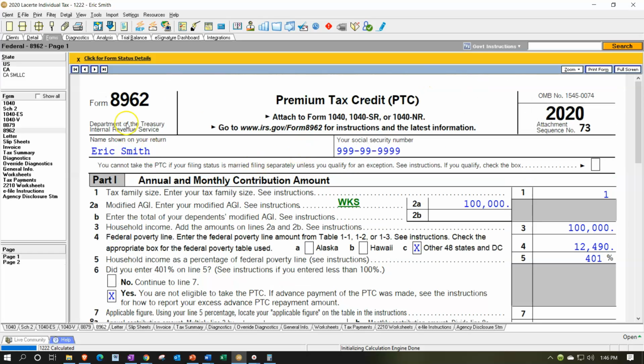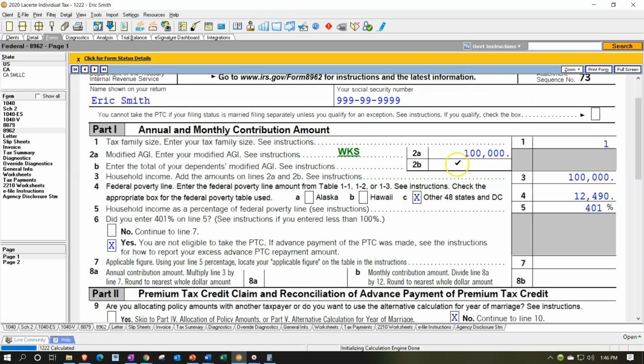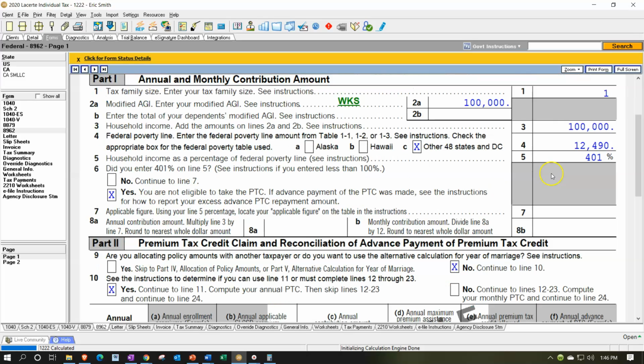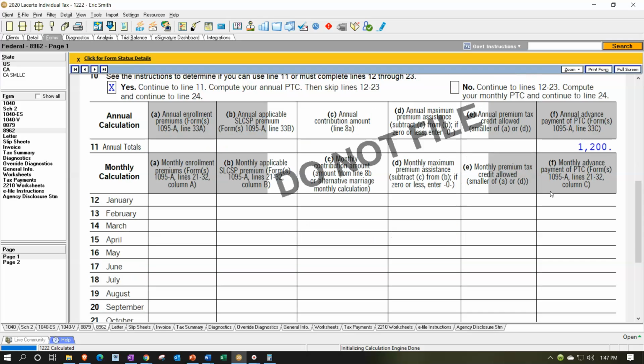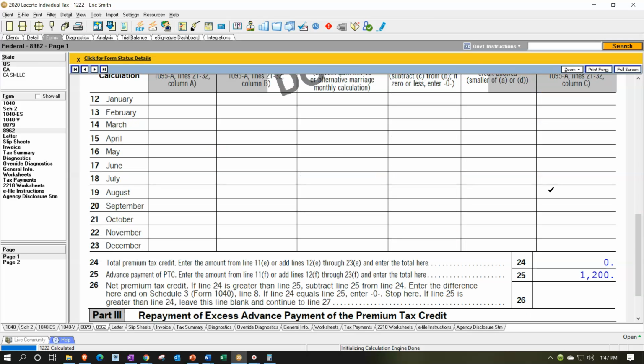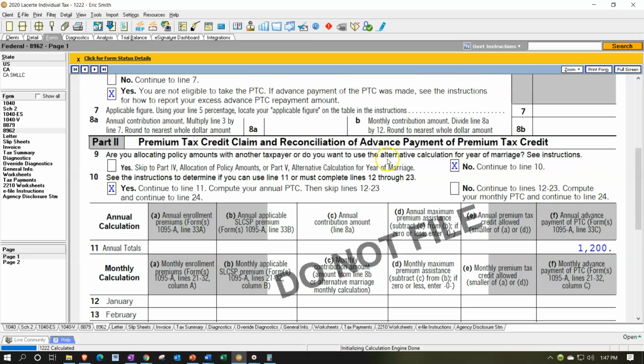If we go then to form 8962, there's our 100,000, 100,000. We're at the 401. So then if I scroll down, we're going to say that the full 1,200 of the advancement has to be paid back because we didn't actually qualify for the premium. Even though we got the premium before, in 2020 in this case, we shouldn't have qualified due to our income being over the threshold, and therefore we owe it back in essence.